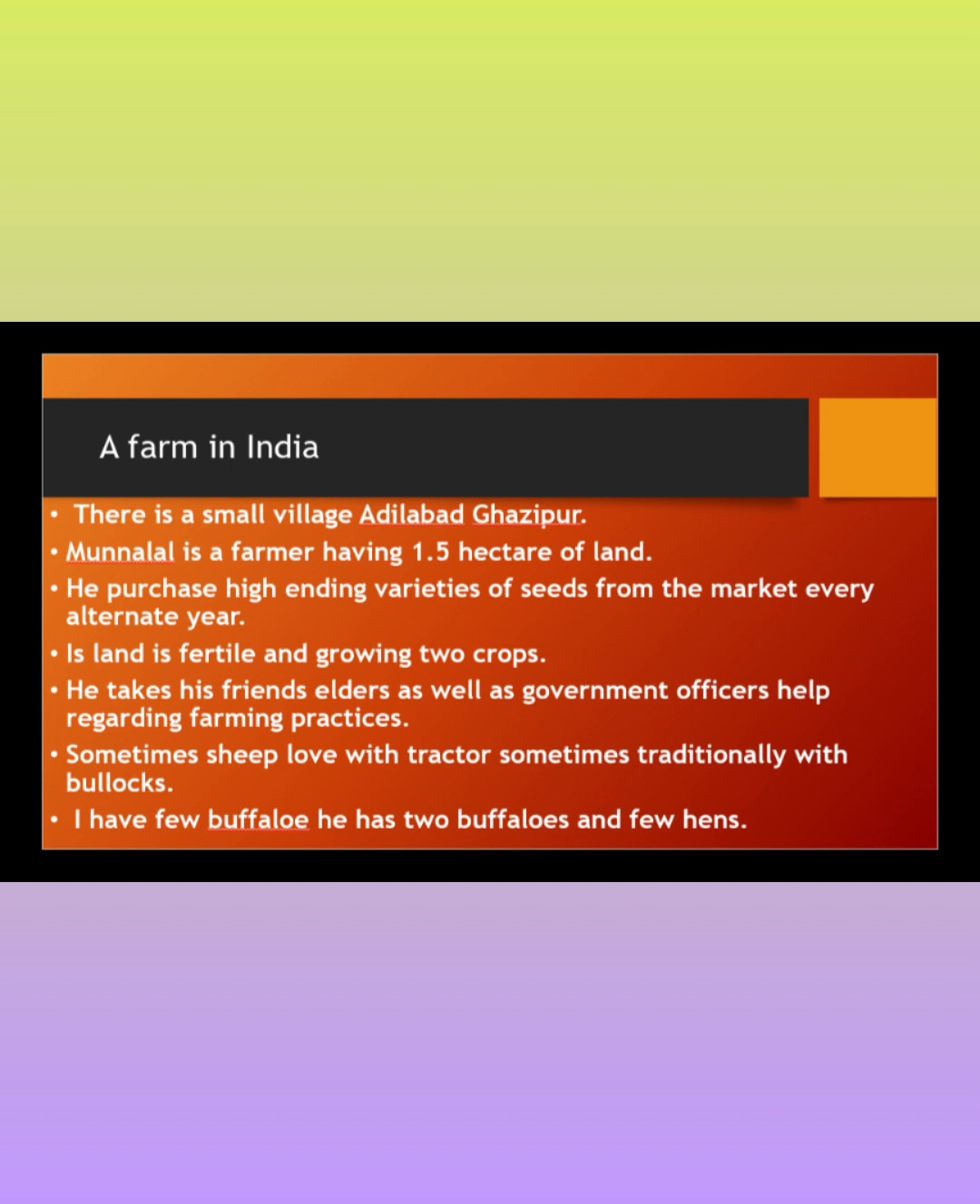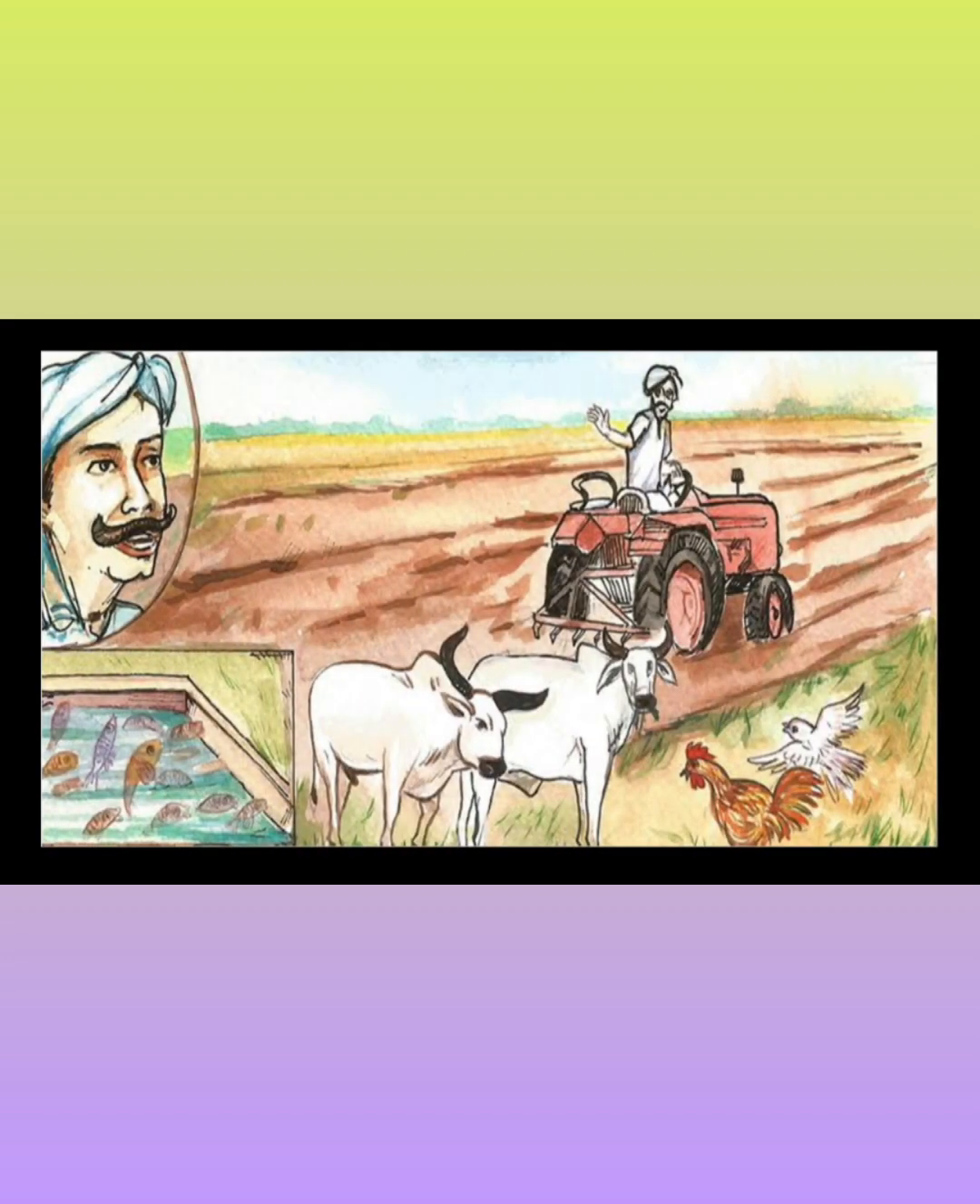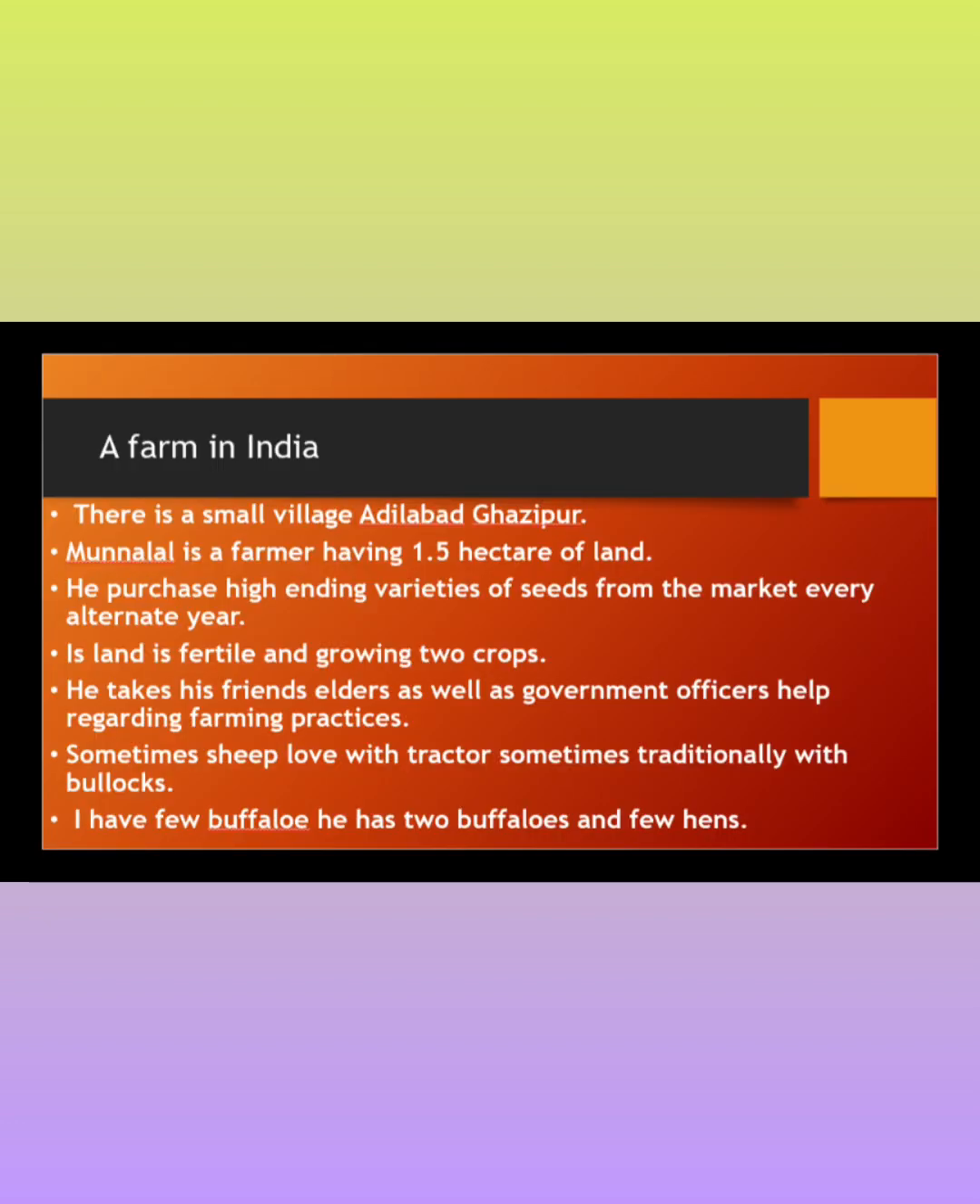He has two buffaloes and a few hens. He sells milk in the cooperative store located in the nearby town. Dear students, all the members of the family help him in various farm activities. He takes credit from a bank or the agricultural cooperative society to buy HYV seeds and implements. He sells his produce in the mandi located in the nearby town.